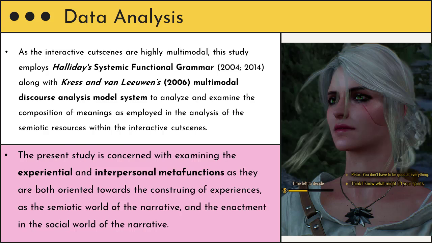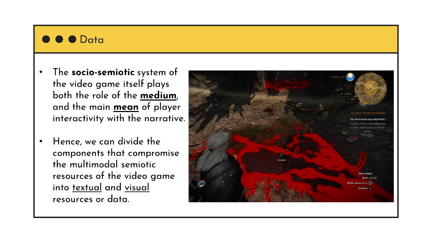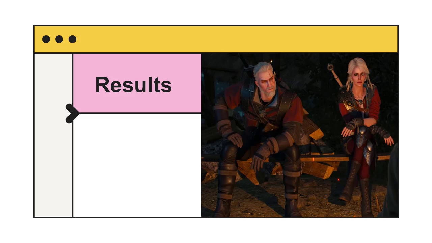The socio-semiotic system of the video game itself plays both the role of the medium and the main means of player interactivity with the narrative. Hence, we can divide the components that comprise the multimodal semiotic resources of the video game into textual and visual resources or data. In the following section, we will present an overview of the results of this study.